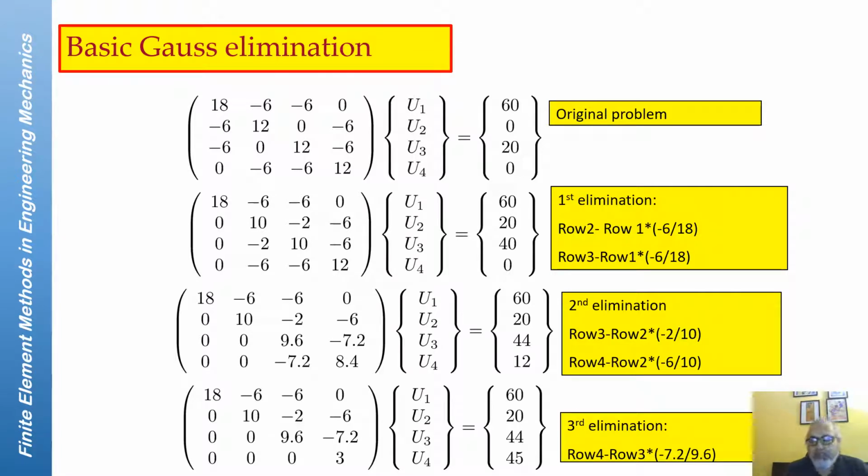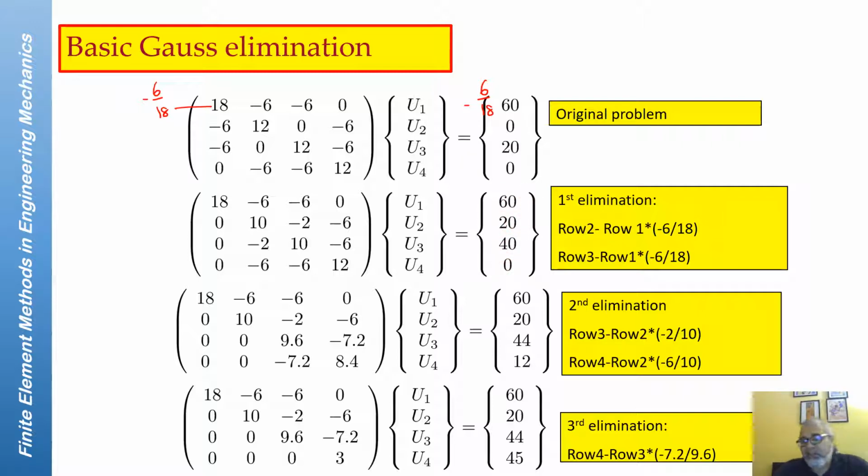So I forgot to mention one small thing. That is, when you are multiplying, let's say, this row by minus 6 by 18, you have to multiply everything here by minus 6 by 18 and also this by minus 6 by 18, the right hand side. Otherwise, the problem doesn't remain equivalent to the original problem. And when you subtract, then you have to subtract this from this as well. As a result, these numbers also keep on changing with every elimination.